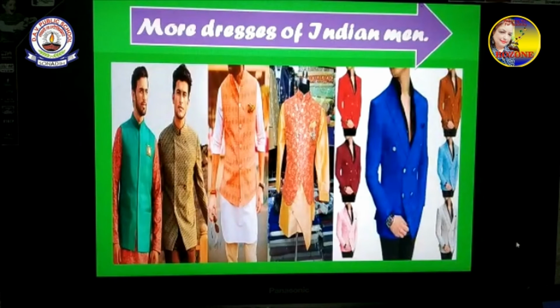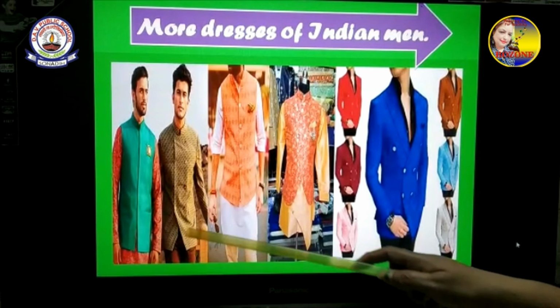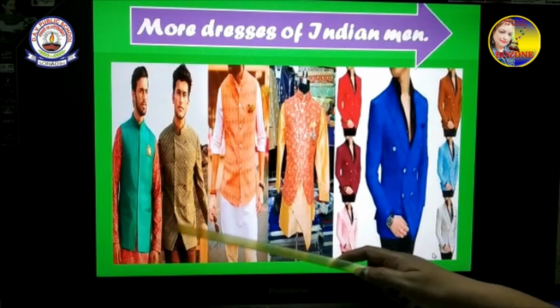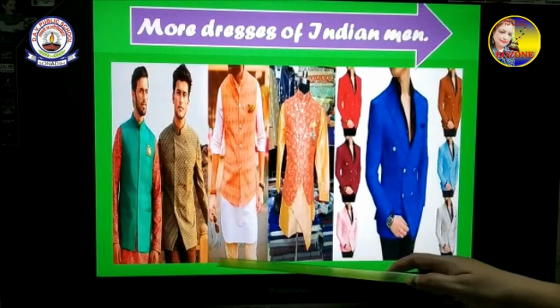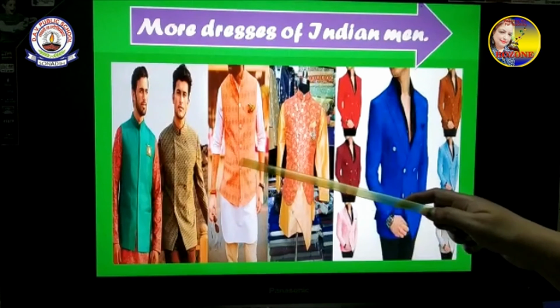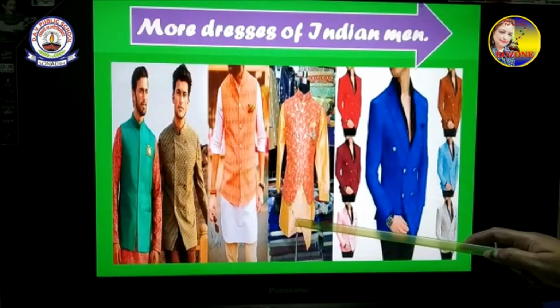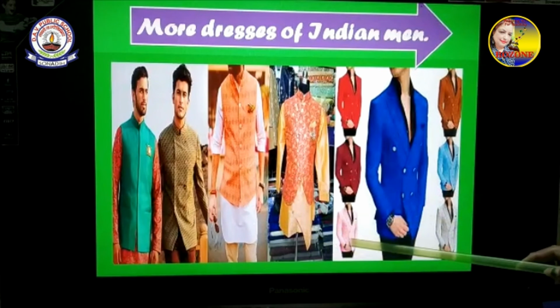Now more dresses of Indian men. You can see these are some more dresses. I told you this is like a koti sort of thing, and they wear a kurta and a churidar, koti again, kurta. This is different style of kurta. Follow? And these are the different types of coats that they wear.